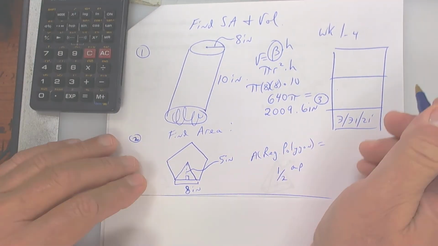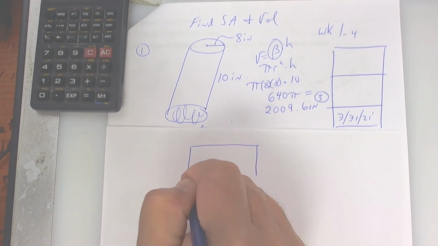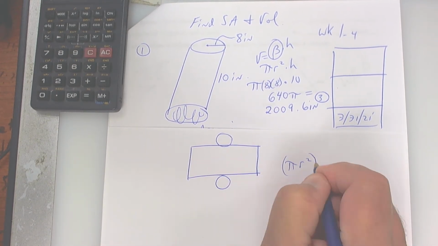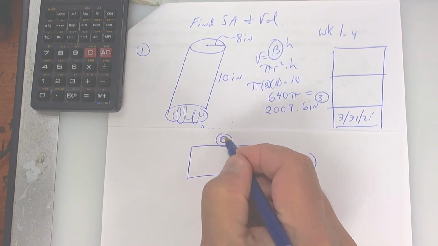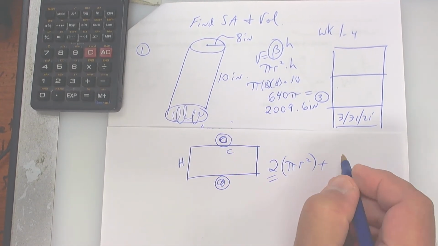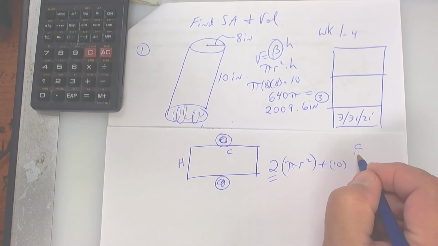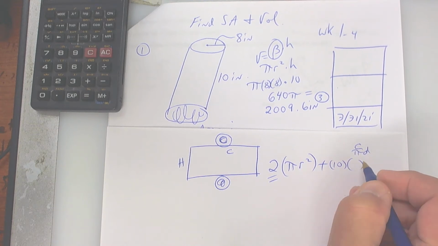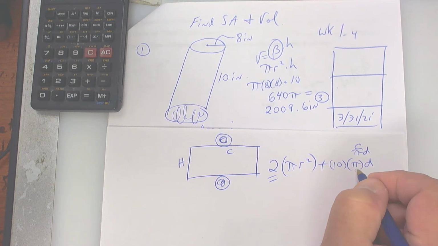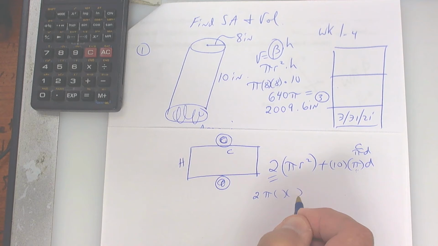Third dimension. To do surface area, remember you have the rectangle, you have two circles, so you're going to have pi radius squared, but you got two of them right here, two circles, and then you have the height times circumference. So plus the height, which is 10, and circumference is pi times diameter. So you want to do pi times diameter. I'm going to leave it as pi because it's just easier. So it's going to be 2 times pi times the radius squared.